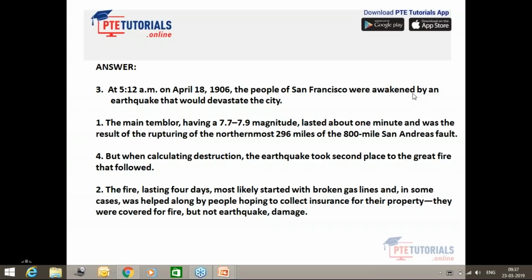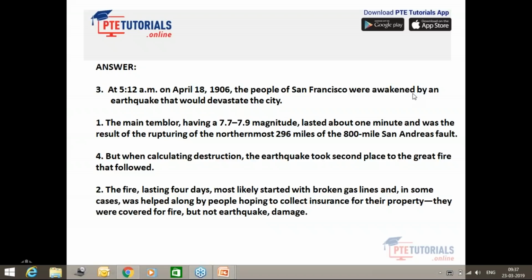Lasted about 1 minute and was the result of rupturing of the northernmost 296 miles of the 800-mile San Andreas Fault. Fault means those plates. You might have read earthquakes and faults in summarized spoken text. But when calculating destruction, now see the connection, the coherence. They said this to this and was the result of this and this, rupturing of this. But when calculating destruction, the earthquake took second place to the Great Fire that followed.